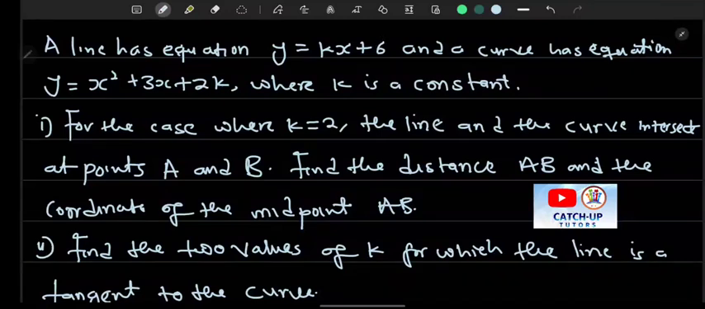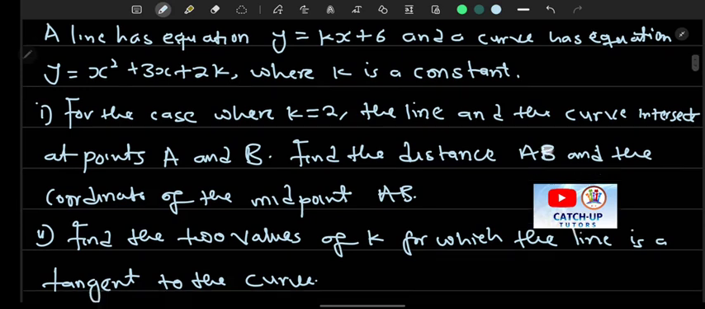A line has equation y equals kx plus 6, and a curve has equation y equals x squared plus 3x plus 2k, where k is a constant. For the case where k equals 2, the line and the curve intersect at the points A and B. Find the distance AB and the coordinates of the midpoint of AB.